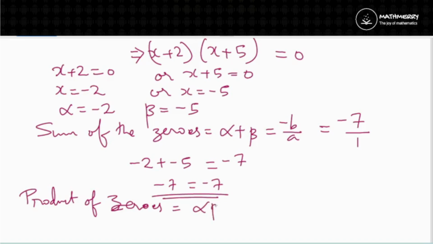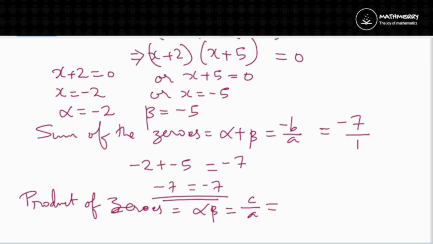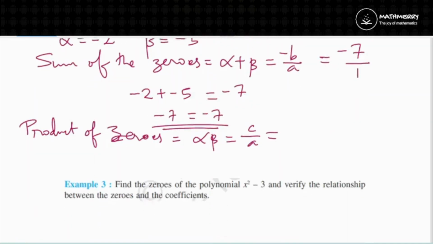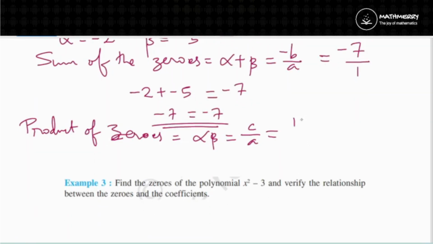Now the product of the zeros, which is alpha into beta, is the constant term divided by the coefficient of x square. So c by a. Here we have c as 10 and a as 1, so we get 10 by 1. Alpha into beta, which is minus 2 into minus 5, also gives 10. So 10 is equal to 10. That's also verified.